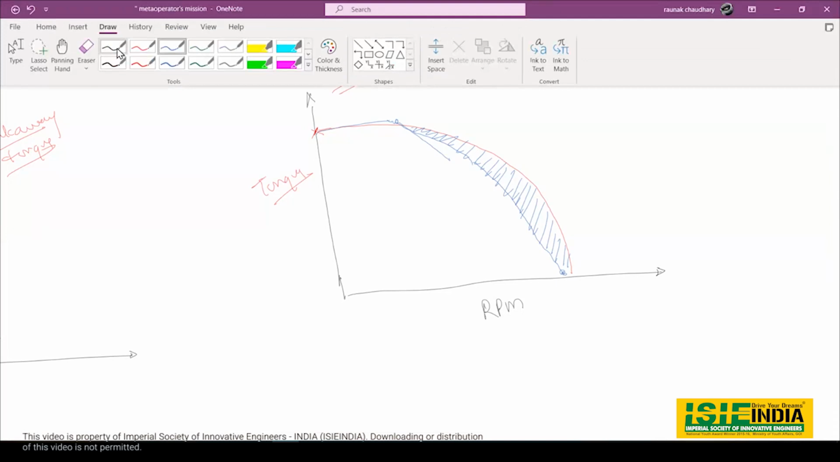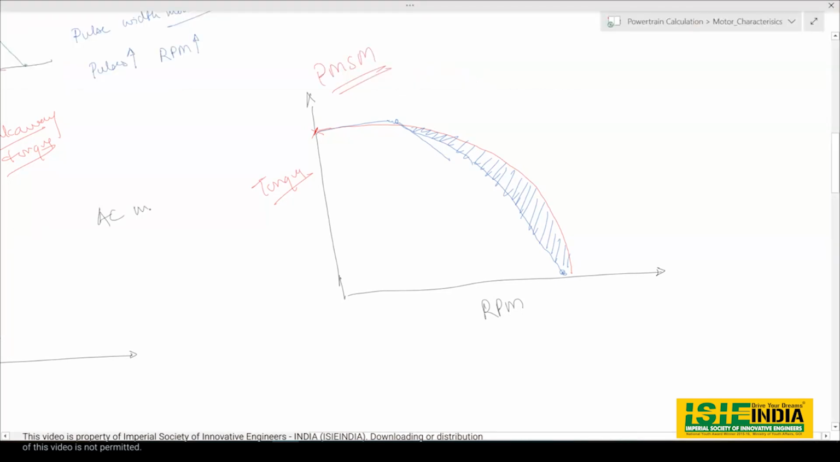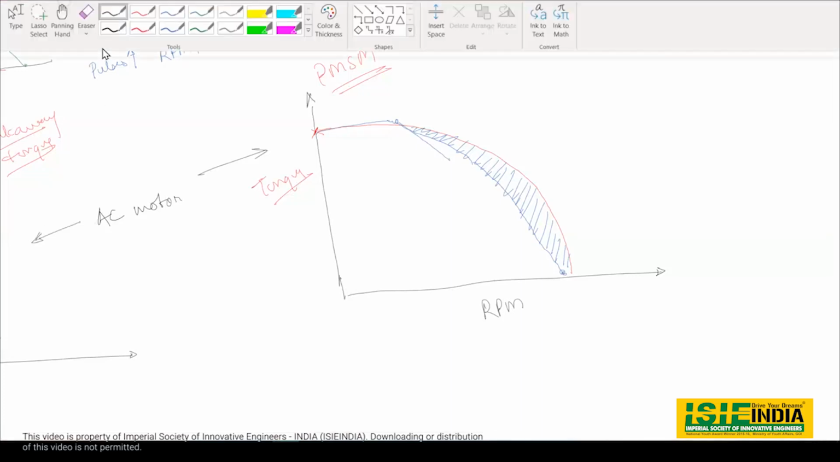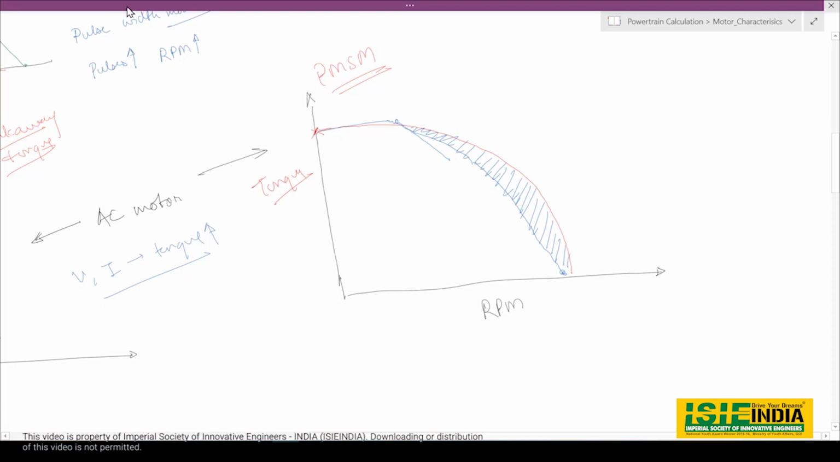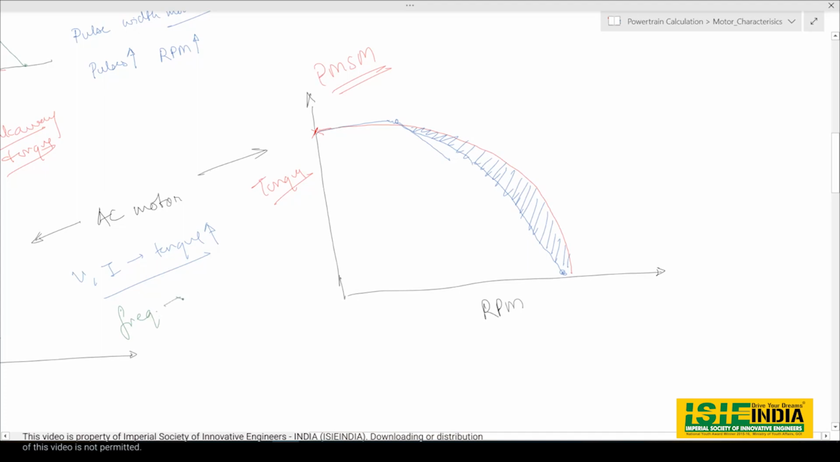Okay. Now because both of them are AC motors, right? Both induction motor and PMSM motors are AC motors. So over here, voltage and current is used for torque. Okay, you can vary voltage and current to vary the torque. And for RPM, over here we vary the frequency, the AC frequency. So if you vary the frequency, you can vary the RPM, right? Clear?